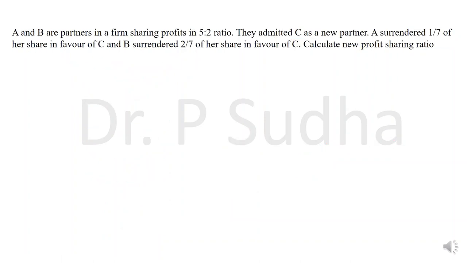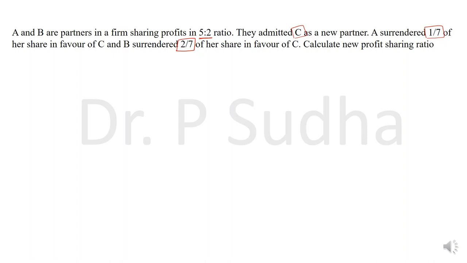Okay, this is the last question that I have taken. A and B are partners in a firm sharing profits in the ratio of 5 is to 2. So this is the old ratio. They admit C as a new partner. C is the new partner. A surrenders 1/7 of his share in favor of C and B surrenders 2/7 of her share in favor of C. Calculate the new profit sharing ratio.